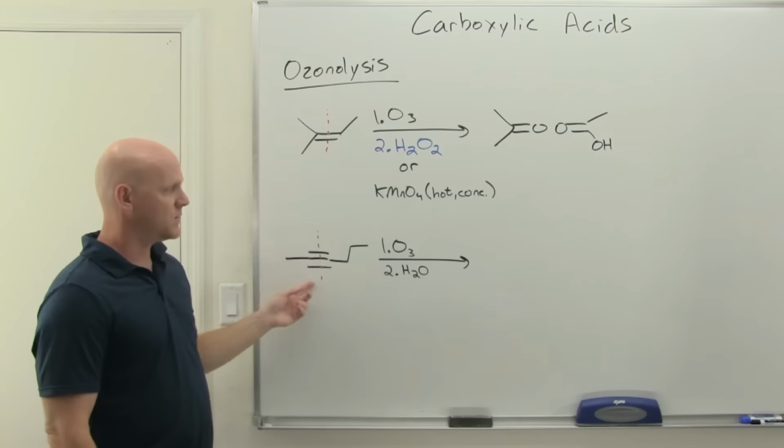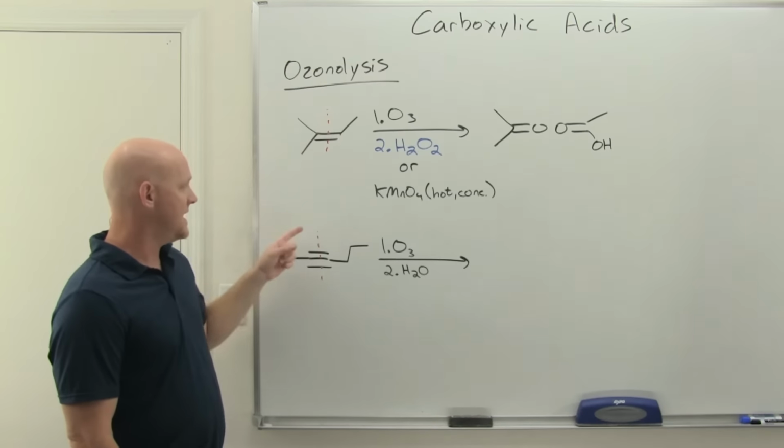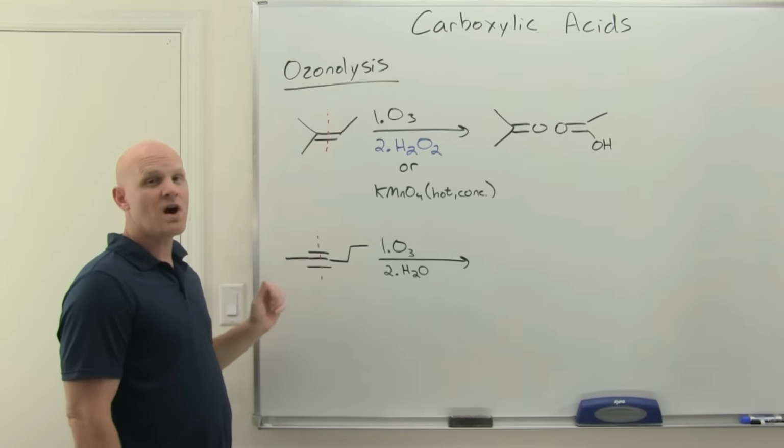Now with an alkyne, we just have 1 set of conditions. Ozone followed by either water or H3O+, and you're going to do oxidative cleavage again. And for an internal alkyne, you're just going to get 2 carboxylic acids.